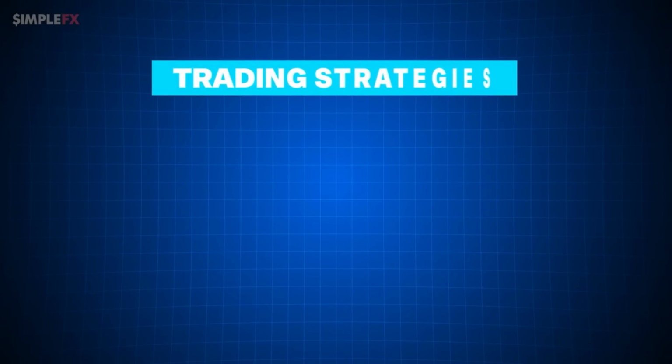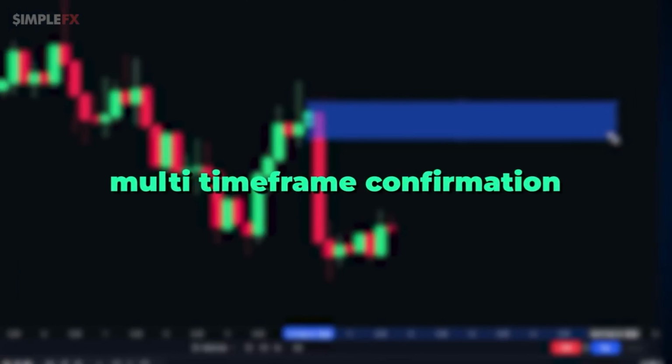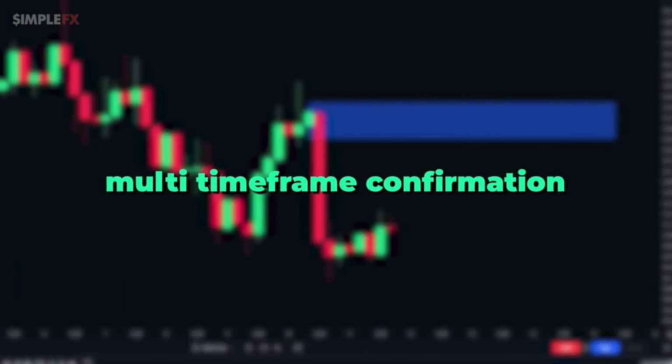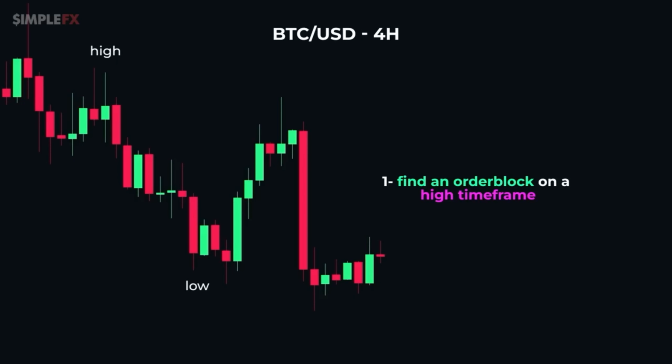Now, I'm about to reveal 3 order block strategies that can take your trading to the next level. Strategy No. 1. Multi-time frame confirmation. For this first strategy, start by finding an order block on a higher time frame. In this example, we're using the Bitcoin USD for our chart.